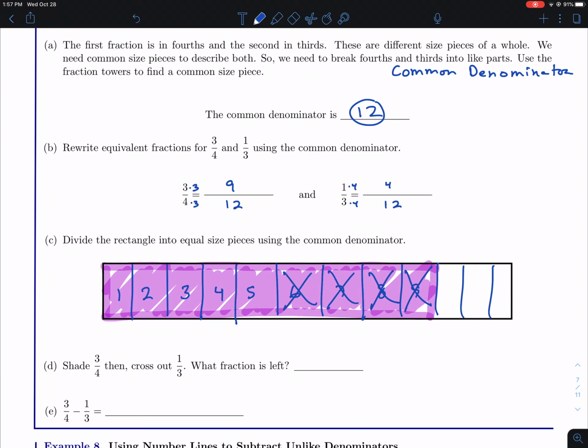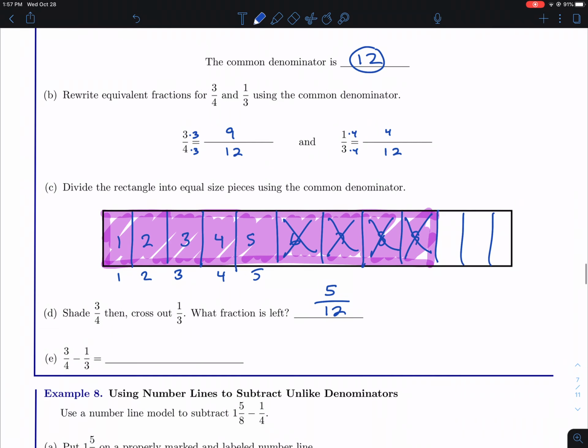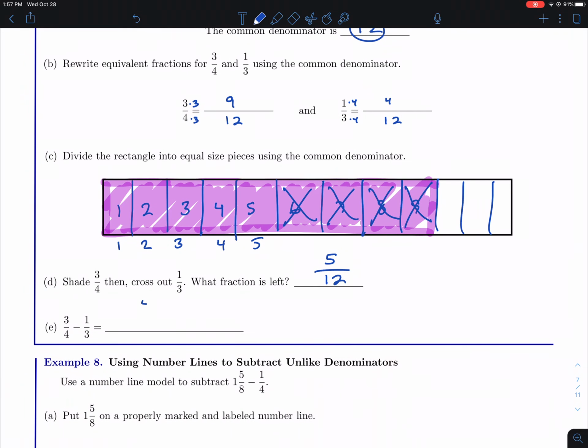How many are left over once we cross those out? We've got 1, 2, 3, 4, 5 chunks. That's our top number, divided by the way we divided it up, which was 12. So 3/4 minus 1/3 is the same thing as 5/12 in this case.